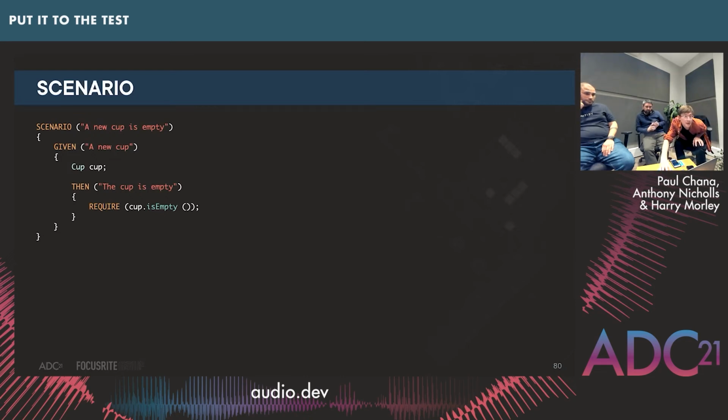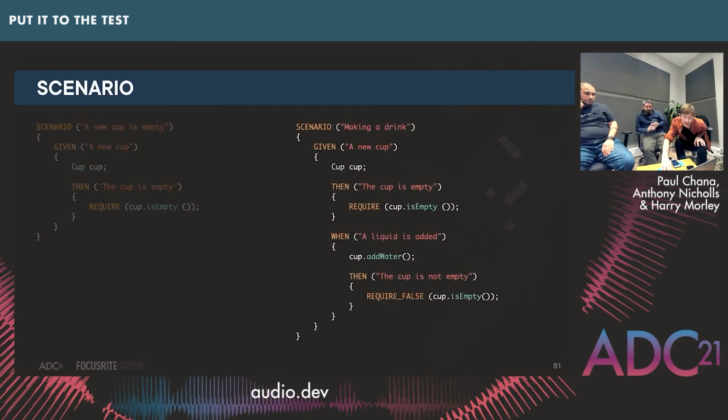If I make this show up, so if we read through the one on the left, we say given a new cup, then the cup is empty. So that's great and all, because that's maybe what we wanted to do in the first place. But say later on, we've got this cup because we want to make a drink. We don't just want to have a cup for the sake of having a cup.